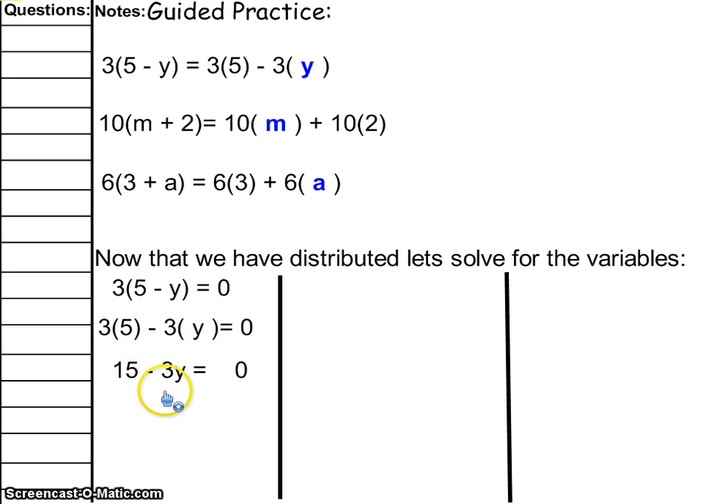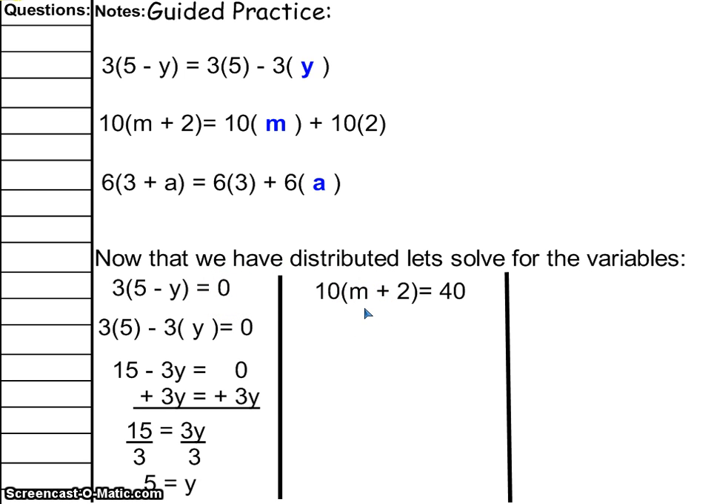How am I going to move it? Well, it's being subtracted, so I'm going to do the inverse operation of subtraction, which is addition. So if I add 3y to our negative 3y, I'll end up with 0. But if I add on this side, I must add to the other. So I'm left with 15 equals 3y. Since the 3y is being multiplied, I'm going to divide both sides by 3. So my final answer is 5 equals y. Again, if I put that back into our original equation, 5 minus 5 is 0, and 3 times 0 will equal 0. So that means it checks out.